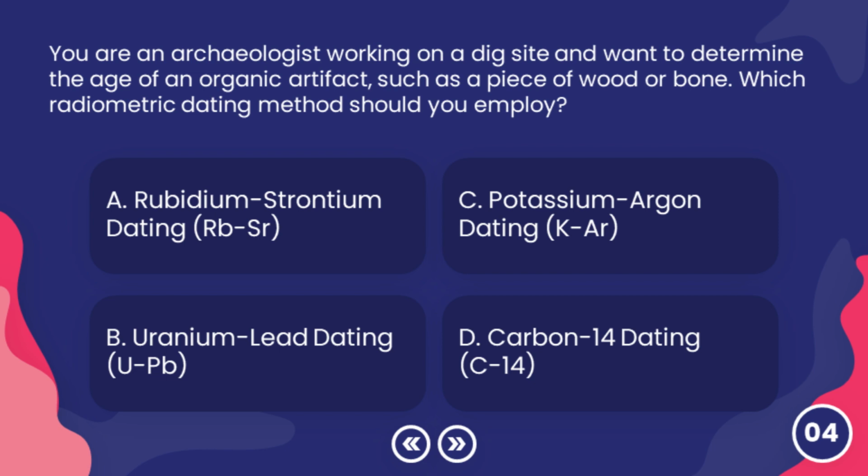You are an archaeologist working on a dig site and want to determine the age of an organic artifact, such as a piece of wood or bone. Which radiometric dating method should you employ? A. Rubidium-strontium dating. B. Uranium-lead dating. C. Potassium-argon dating. Or letter D. Carbon-14 dating.